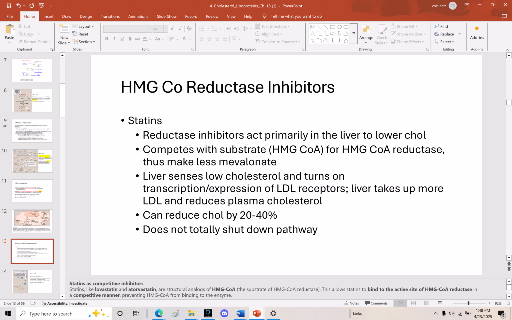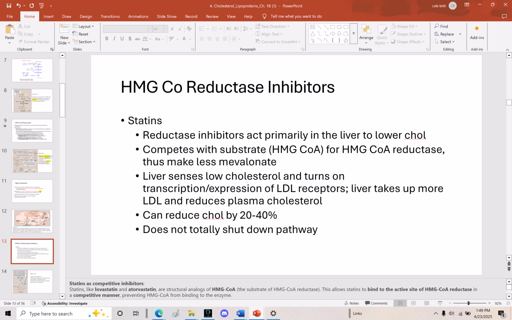So if there's low cholesterol in the liver, because remember the liver is the one primarily making cholesterol and it's the one that ships it out to the other tissues. If someone's taking statins, they have really low cholesterol in the liver, because that's where the statins are working. The statins are going to the liver and that's where they're doing their job. And so the liver has less cholesterol. And essentially when that happens, it will turn on transcription and expression of LDL receptors.